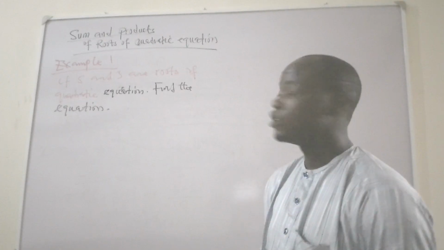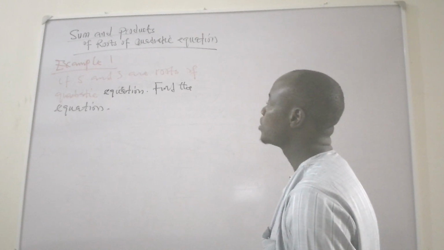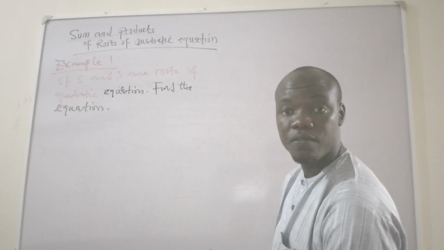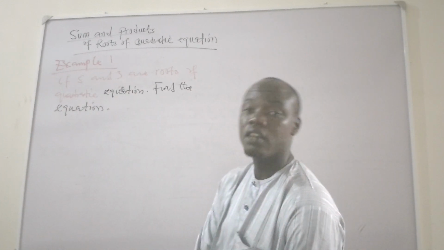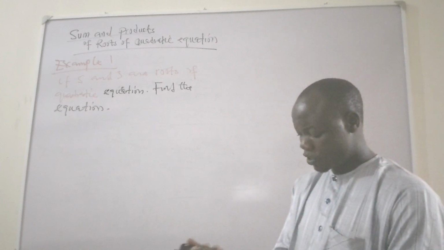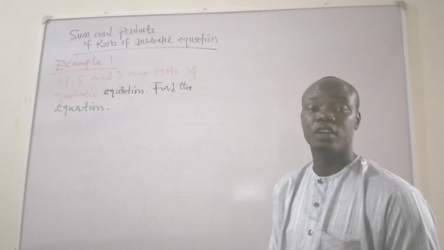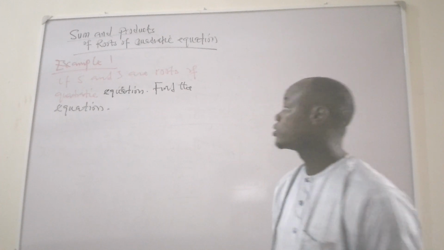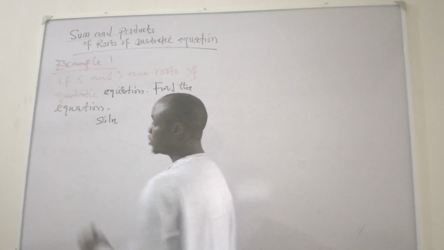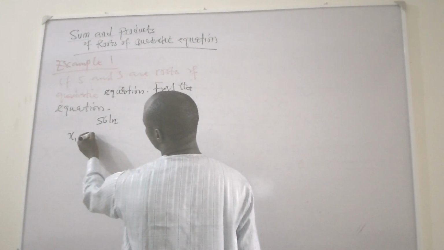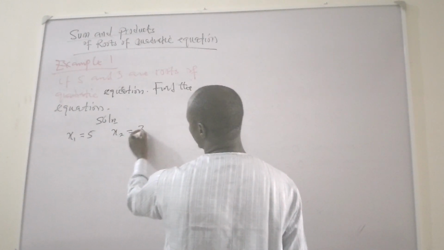expressions. So let's now look at some examples for quadratic equation. Example 1. If 5 and 3 are roots of a quadratic equation, find the equation. Actually, you may be given the roots of a quadratic equation and asked to express the equation. So it's simple. If we have 5 and 3 as roots of our quadratic equation, we can say our x1 is equal to 5 and our x2 is equal to 3.